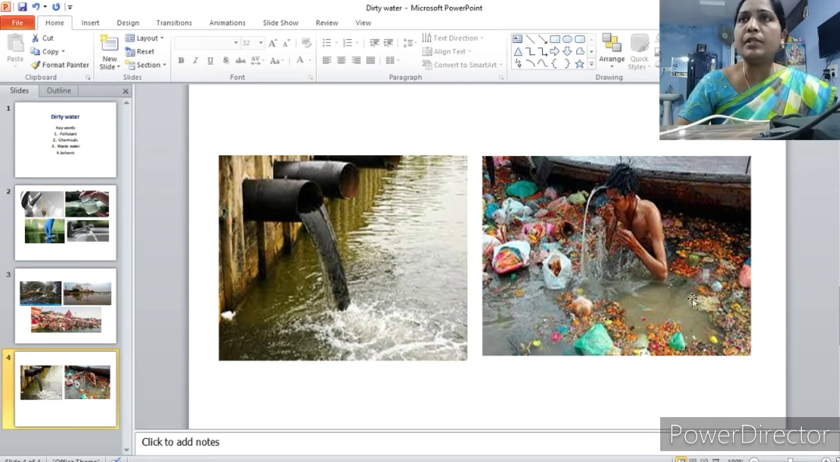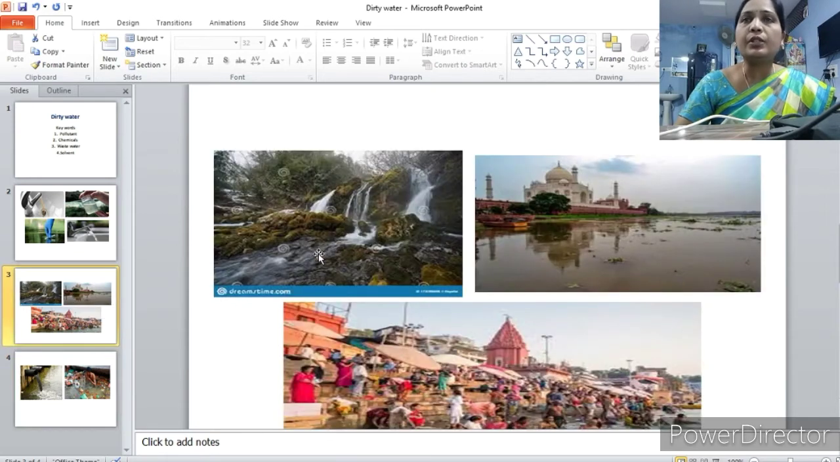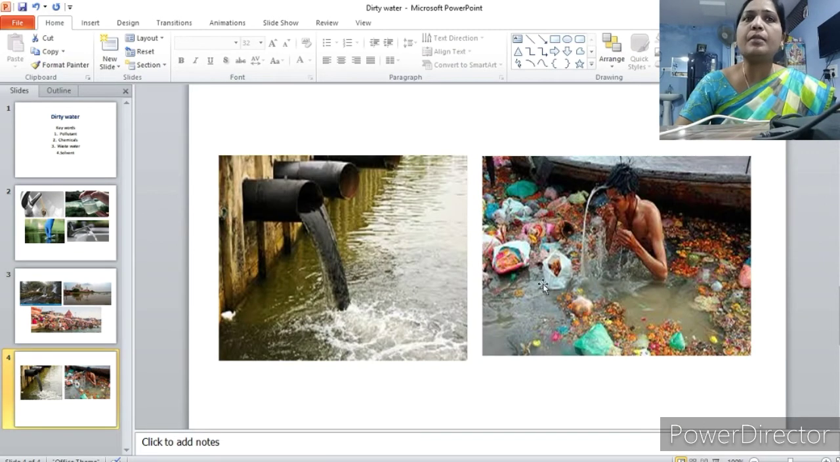And our rituals and traditions, like immersion of Ganesh idols and all the flowers, and many traditional festivals, people are also littering the surroundings and littering the water, causing water pollution. You can find these pictures showing how the water is getting polluted.